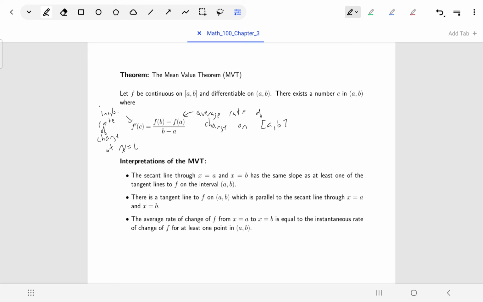Or if you're thinking about a motion example, if you knew that over a 1 hour period you had covered a distance of 15 kilometers, in other words your average speed was 15 kilometers per hour, then at some point during that 1 hour interval, you must have been traveling at exactly 15 kilometers per hour. That's what the mean value theorem is telling us.